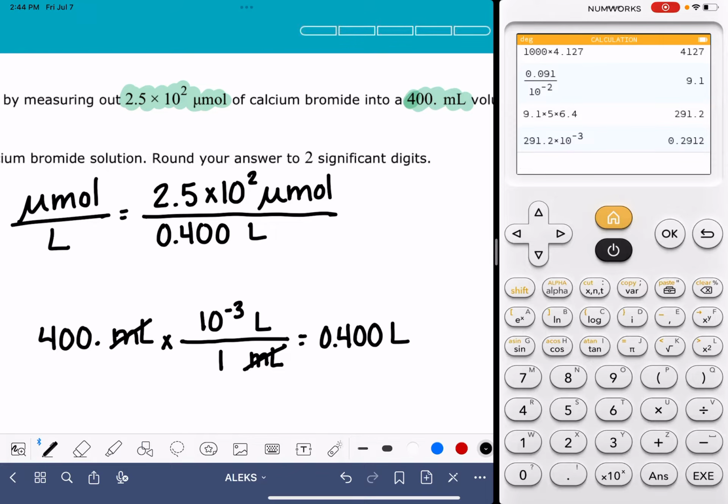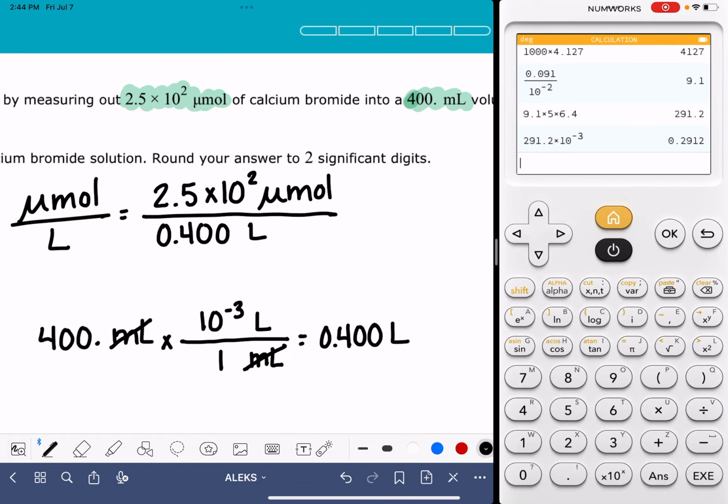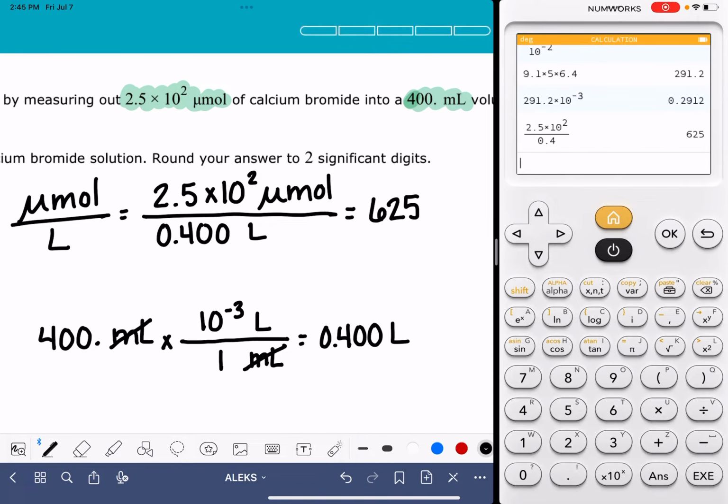So basically, all that you have to do is pay attention to the units that ALEKS wants from you, take the numbers out of the problem, get them into the appropriate unit if they aren't already in the appropriate unit, and then carry out the math. So I've got a calculator over here ready to do that. 2.5 times 10 to the 2 divided by 0.4 is 625. The units are micromoles per liter. The units are already in the problem.